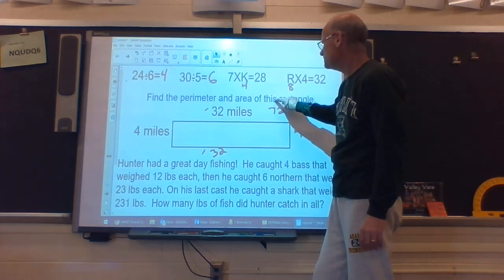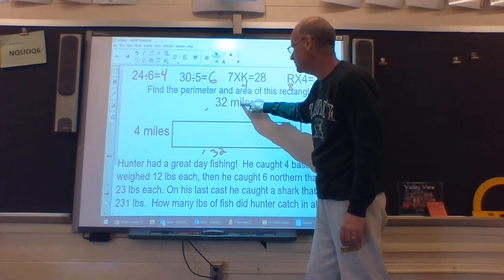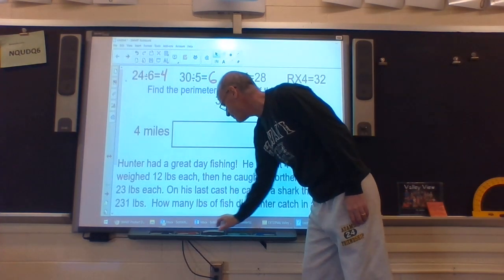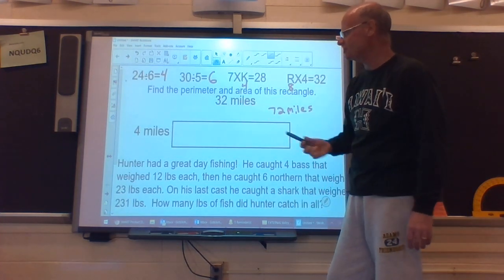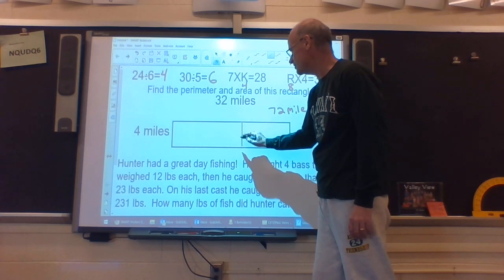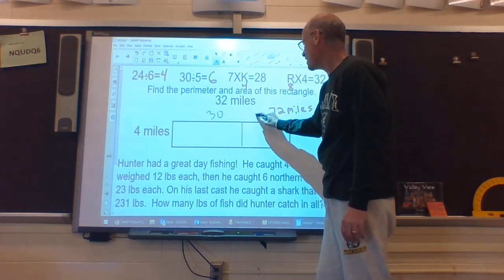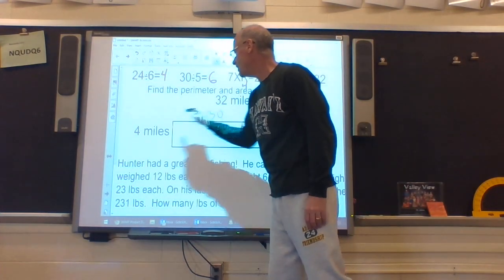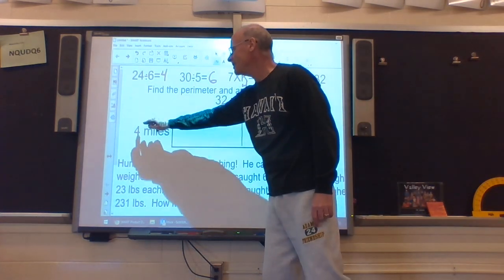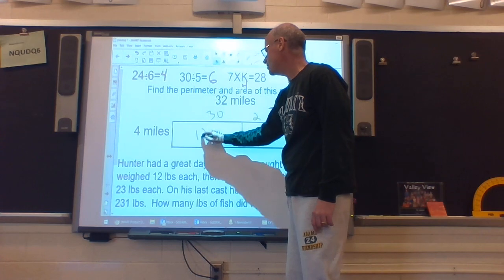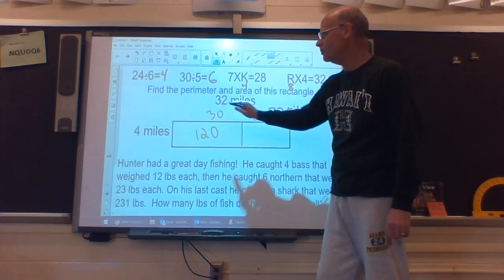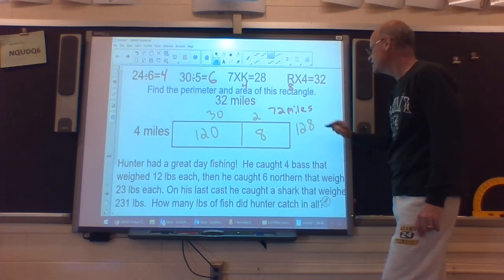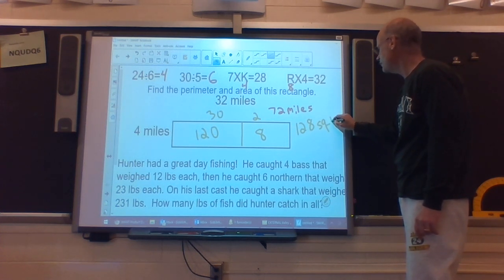Okay. Now I'm going to move this up a little bit. I'm even going to take this away. I'll leave that 72 so you can see it. Now, I'm going to multiply 32 times 4, but I'm going to break that 32 into a 30 and a 2. This is area model of multiplication. So I'm going to do 4 times 30, or I'm going to make a shortcut. 4 times 3 is 12, and I have to tack that 0 on as a placeholder. And 4 times 2 is 8. So if I add those together, I get 128, and my units are square miles.